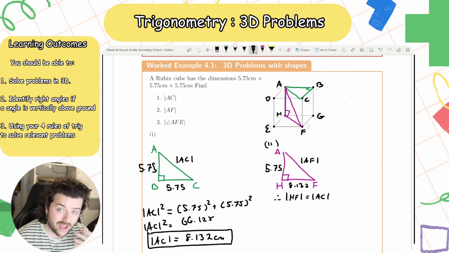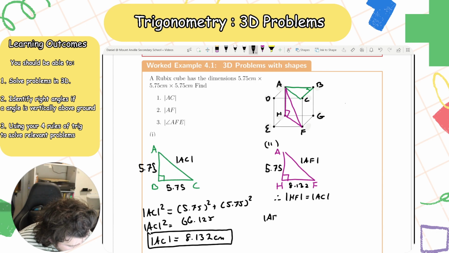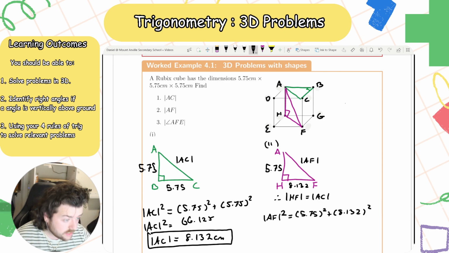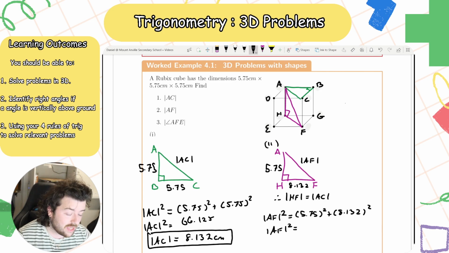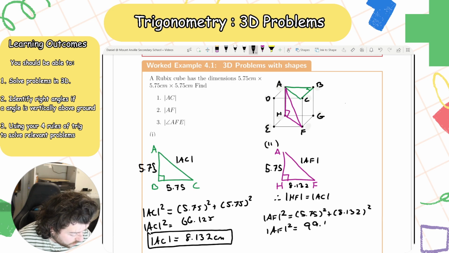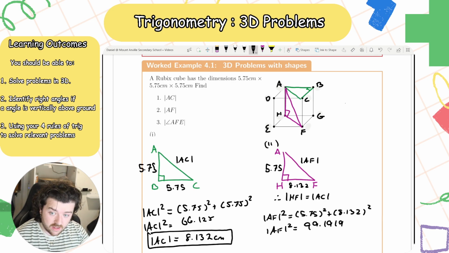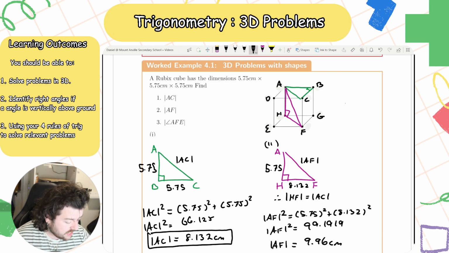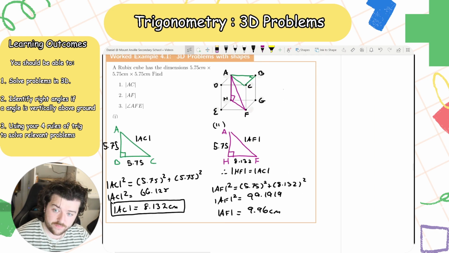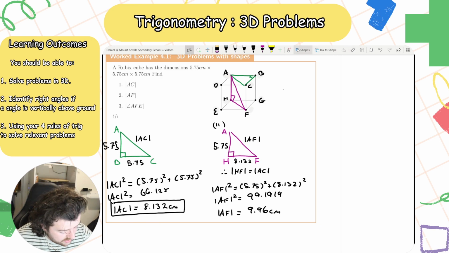Again, I have a right angle triangle, so I can use Pythagoras. AF squared equals 5.75 squared plus 8.132 squared. Put all that in your calculator. You're going to get AF squared equal to roughly 99.1919, with something repeating. Square root both sides. You're going to get side AF equal to roughly 9.96 centimeters. How fun. So that's the second part.